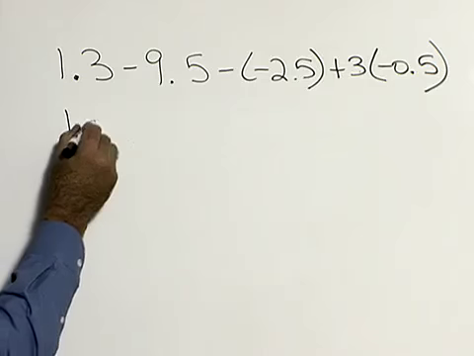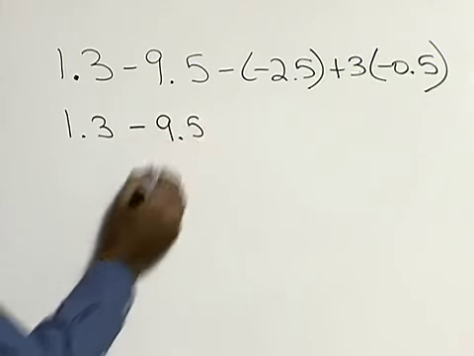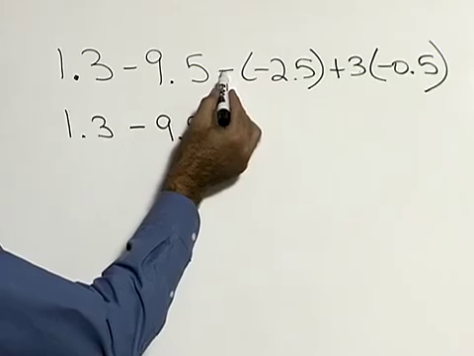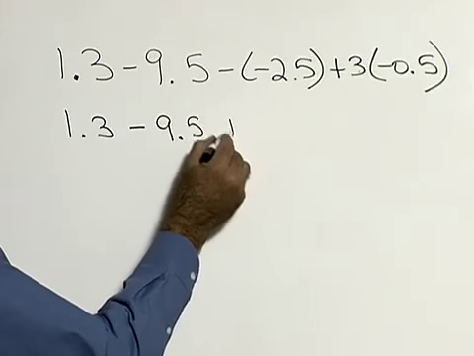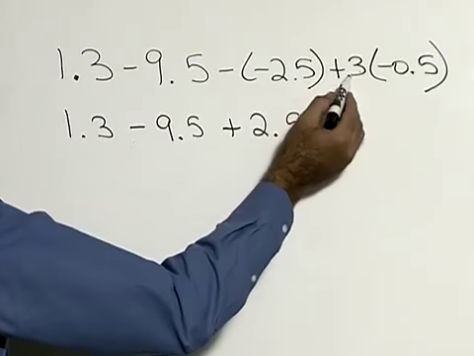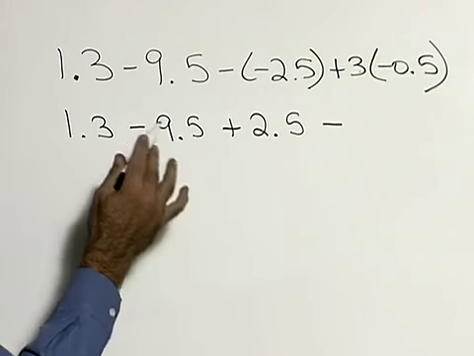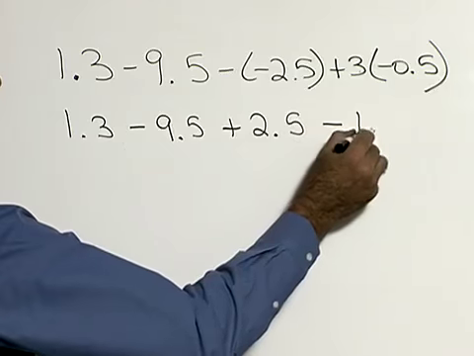So we have 1 3/10 minus 9 5/10. Now what happens here? Well, we have a negative times a negative. We'll make this a positive 2 5/10. Here we're going to have a positive times a negative number, so this will be negative. 3 times 5/10 will give me 1 5/10.